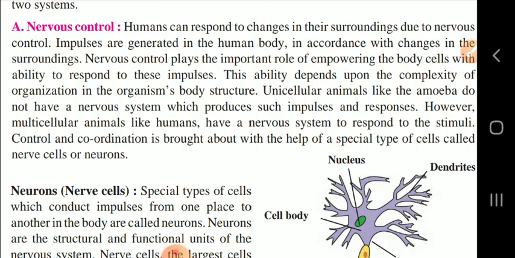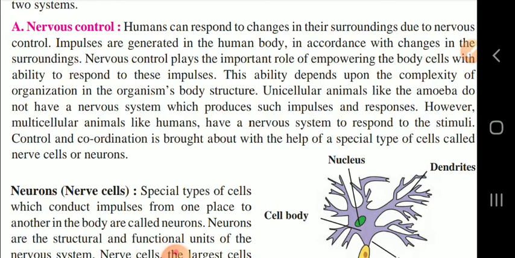For example, if you suddenly touch any hot thing, children, you remove your hand with a jerk, because a message goes to your brain that you are going to get burned. So the brain sends you back an answer, or responds, that you have to remove your hand. This way an impulse is formed.